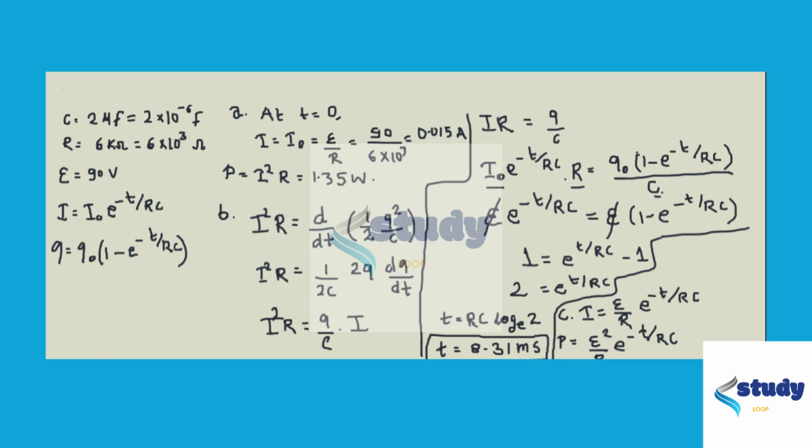I just used here the formula P equals I squared R. Alright. Okay. Now you know the value of E, you know the value of R, you know the value of t, you know the value of C. Plug everything in here. This should give me 0.338 watts. So this is the power dissipated in the resistor at that time. And this is the solution to this question.